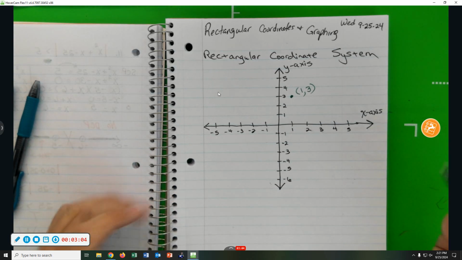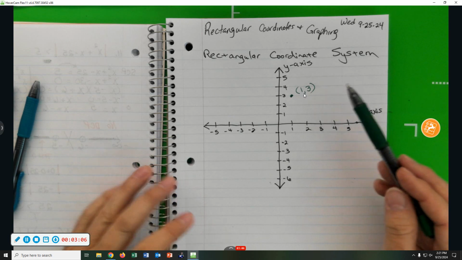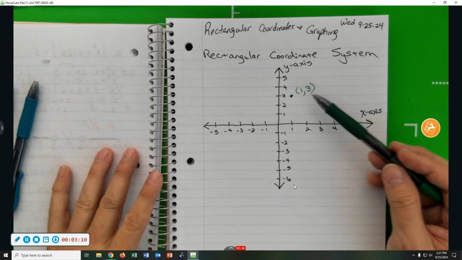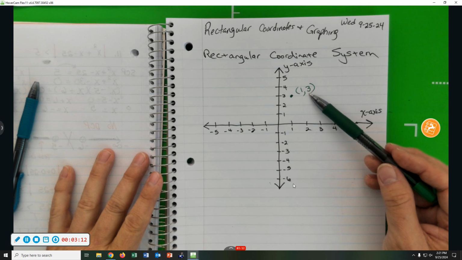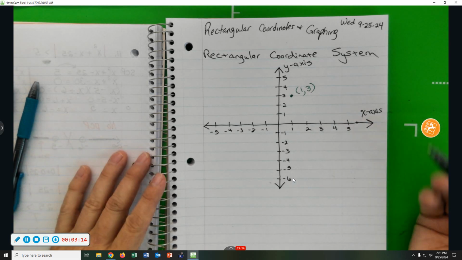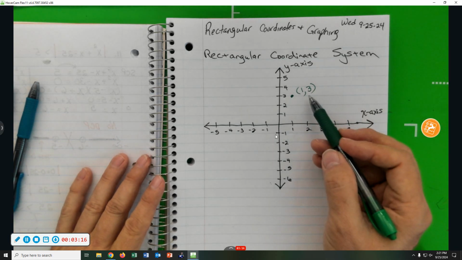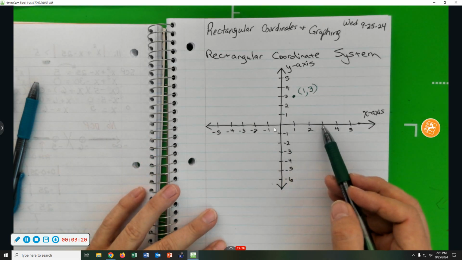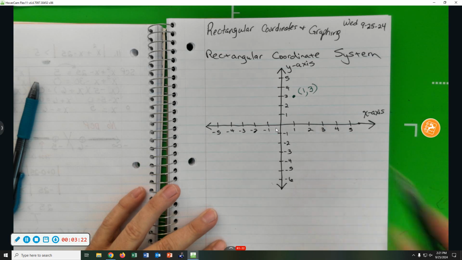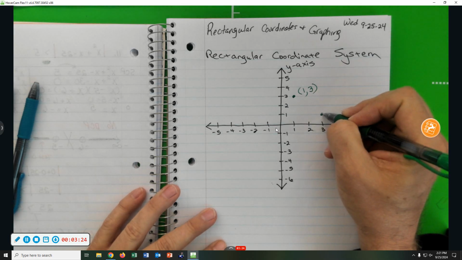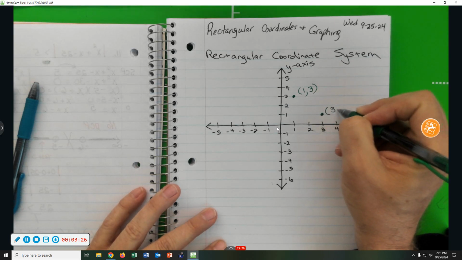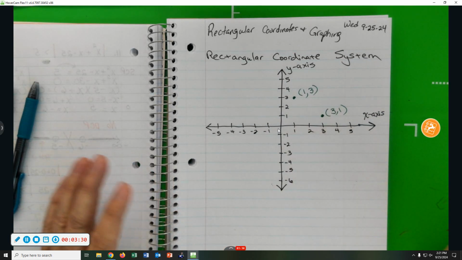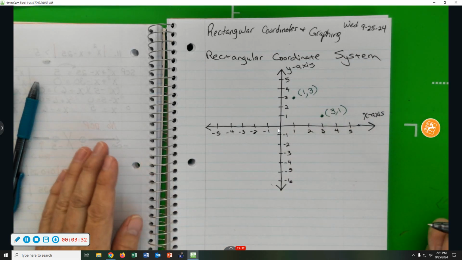Realize that the ordered pair (1, 3) is not the same thing as the ordered pair (3, 1). The order in which you write those numbers matters. That's why it's called an ordered pair. If I wanted the ordered pair (3, 1), I'd go to positive 3 on the x-axis and then only go up 1 unit. So the order in which you write the x and y coordinates does make a difference.